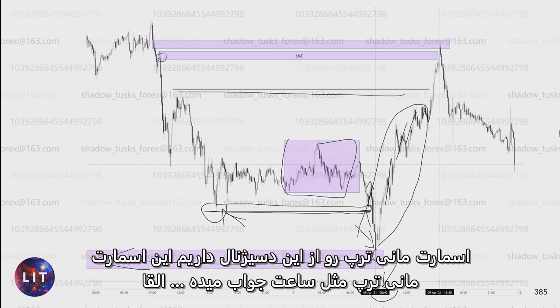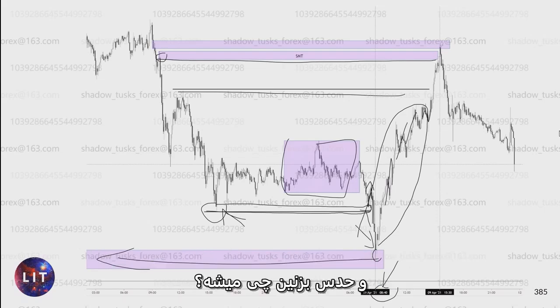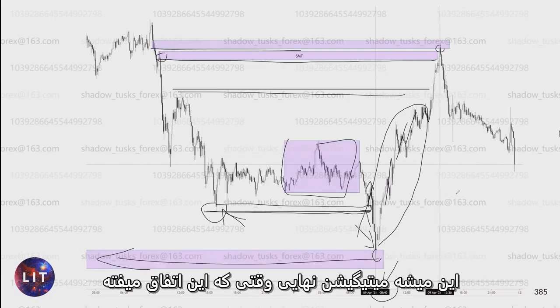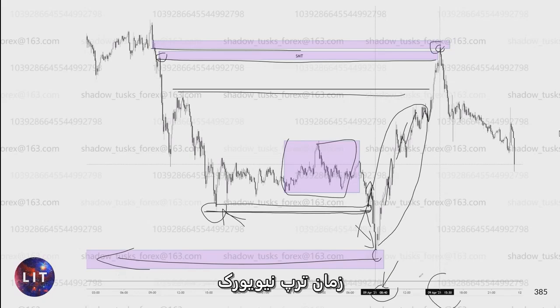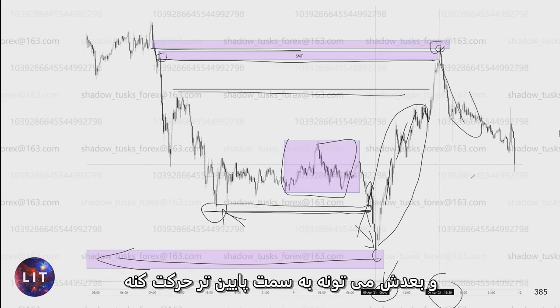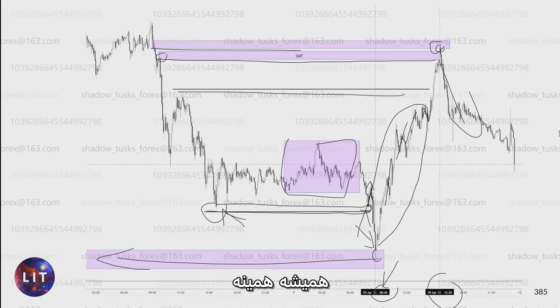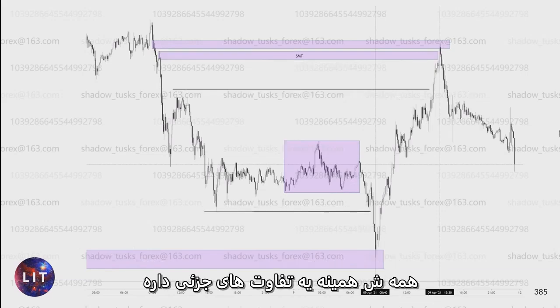Smart money trap of this decisional, like clockwork, always smart money trap. Inducement, right? And guess what? There's your final mitigation. When does this happen? New York trap time, and then it can go lower. Always the same thing. It all just looks a little bit different.